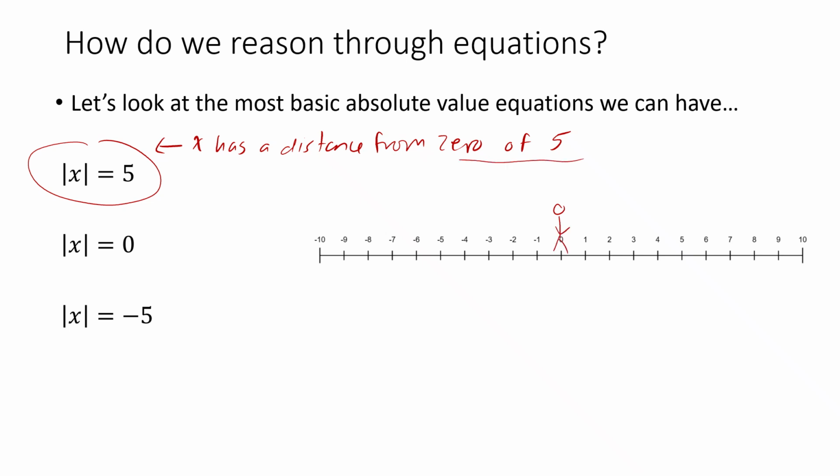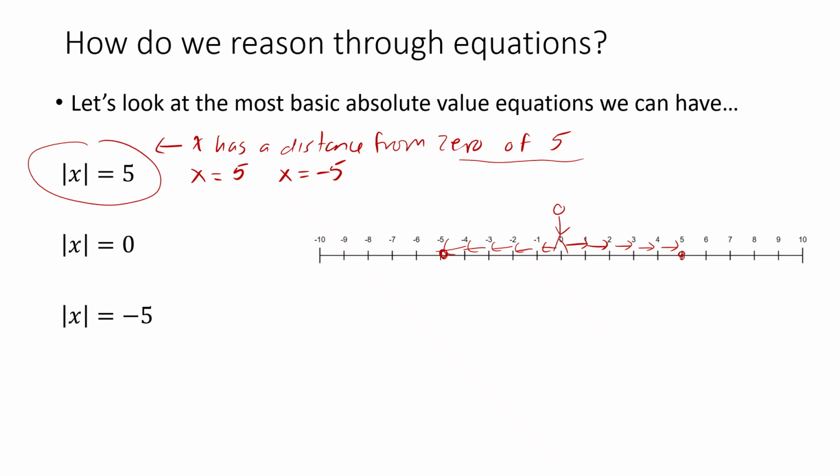Now what the absolute value doesn't care about is which direction you walk. So you could start at the 0 and walk 1 step, 2 steps, 3 steps, 4 steps, 5 steps. Or you could go the other way, 1 step, 2 steps, 3 steps, 4 steps, and 5 steps, and you could be there. Both of those numbers, 5 and -5, have a distance from 0 of 5. It's just which direction you are going. So we would say the solution to this is x is 5 and x is -5. Both of those numbers make the equation true.